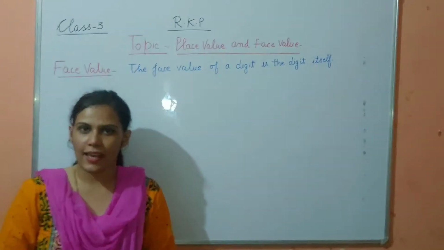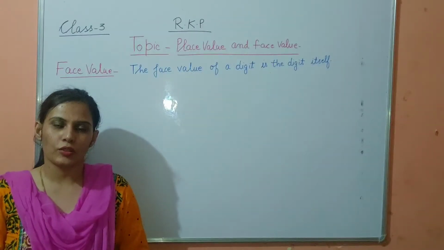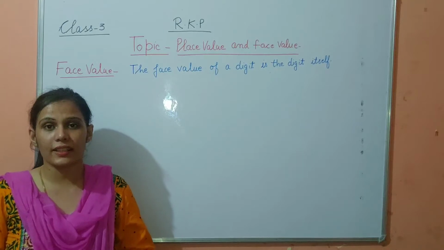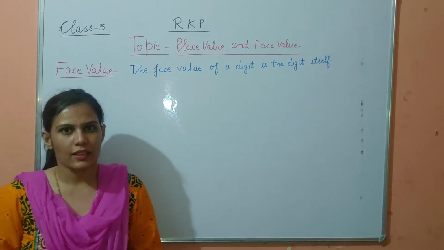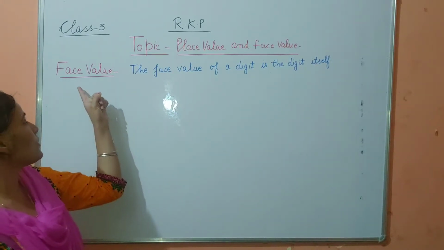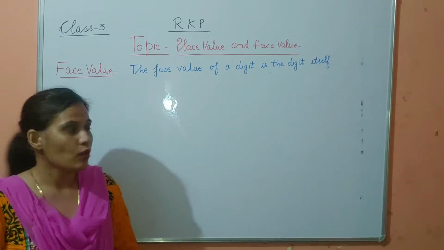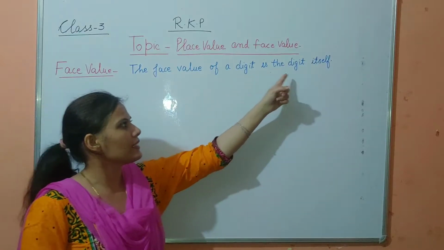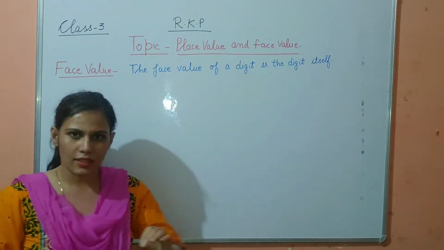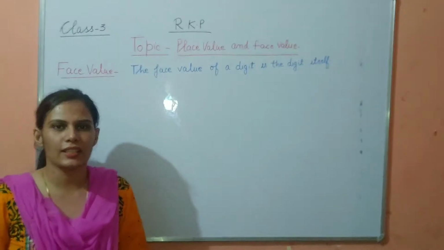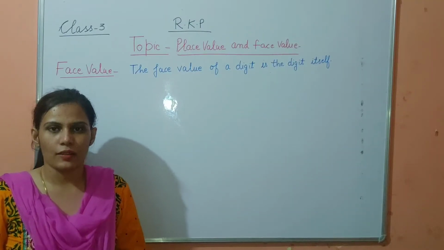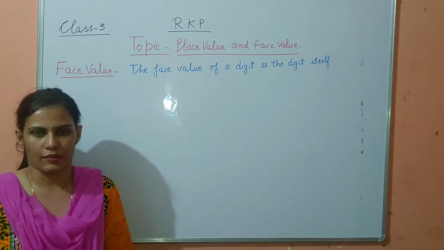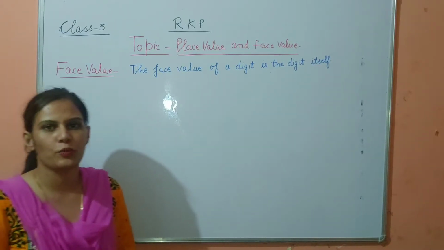So students, as you have seen in the pic, all of the persons have the same face but different positions. Similarly, the case will come in face value. The face value of a digit is the digit itself. Means if you take any digit in the given number, what will be its face value? The digit itself. Let's take an example to make it clear.